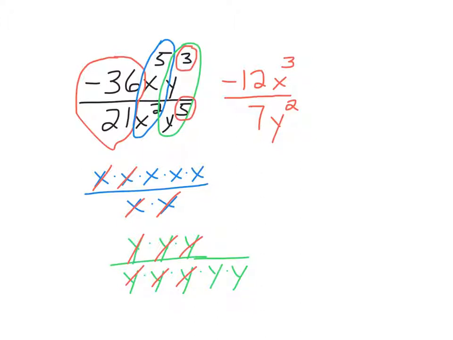5 minus the 3 is 2, but the 2 needs to be on the bottom because the 5 is the bigger number and it is on the bottom. So my final answer in factored form is negative 12 x to the third over 7y squared.